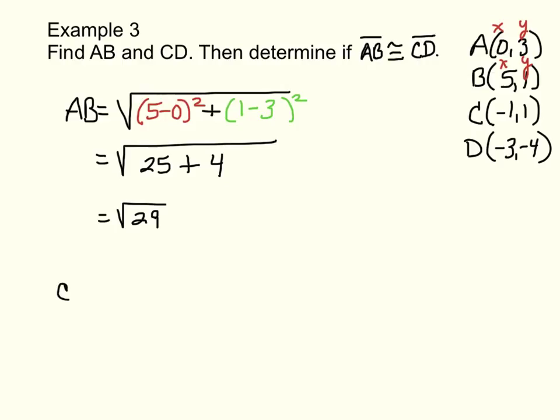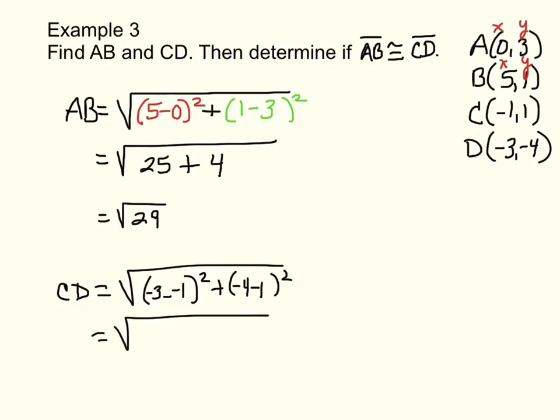So now let's find CD. For CD, we're going to subtract our x values, so that means we're going to subtract a negative 3 minus a negative 1. We're going to subtract our y values, which is negative 4 minus 1. So right here that becomes plus. So negative 3 plus 1 is negative 2 squared, which is 4. Negative 4 minus 1, that's negative 5 squared, which is 25, which gives me a square root of 29.